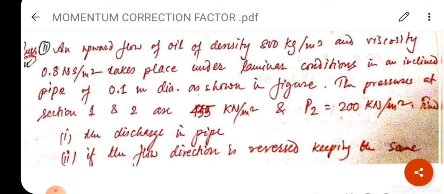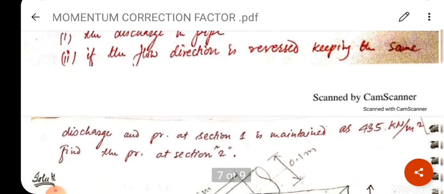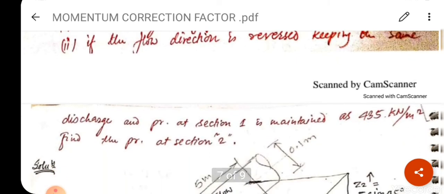The pressures at section 1 and 2 are 435 kN per meter square and P2 is 200 kN per meter square. Find first, the discharge in the pipe; second, if the fluid direction is reversed keeping the same discharge, and pressure at section 1 is maintained as 435 kilonewton per meter square, find the pressure at section 2. See the next part.